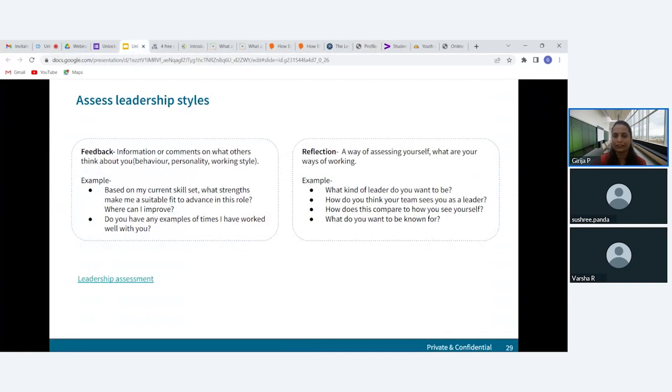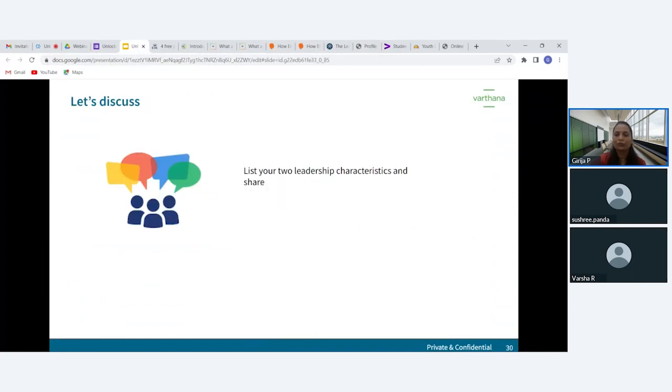Now we have talked about different leadership styles and how you can assess your leadership style. Now I would like to know from all of you, what are the two leadership characteristics you have? Please share with all of us what leadership characteristics you have.